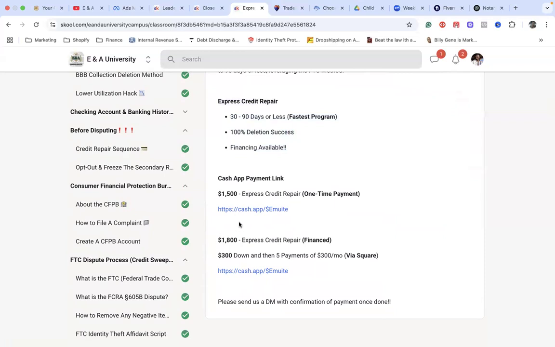And in this particular case, what I do is I sell them. I say, okay, well, we offer two options. We have a one-time payment and we also have financing, and it's over 6 months. So you don't necessarily have to pay everything at once. You could break it down over 6 months. And before we get to that point, I always know how quickly they want to actually fix their credit.